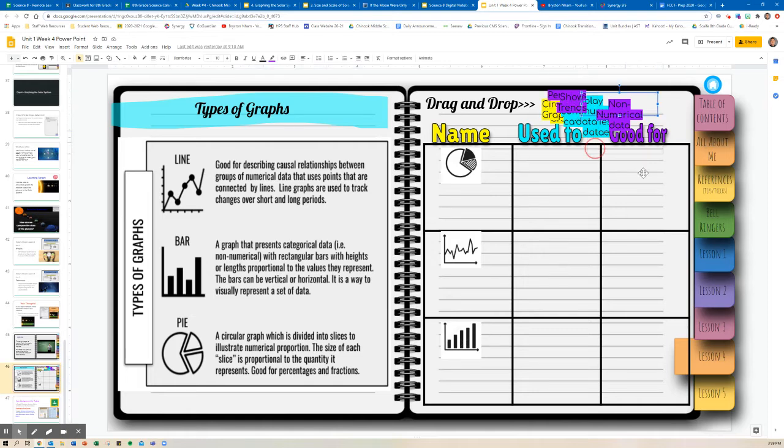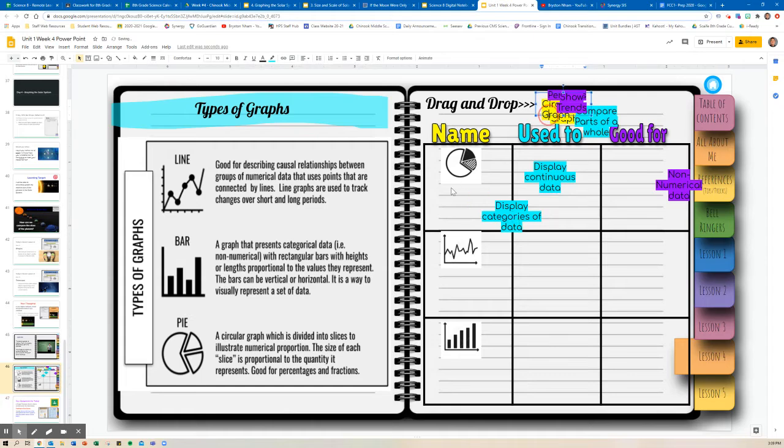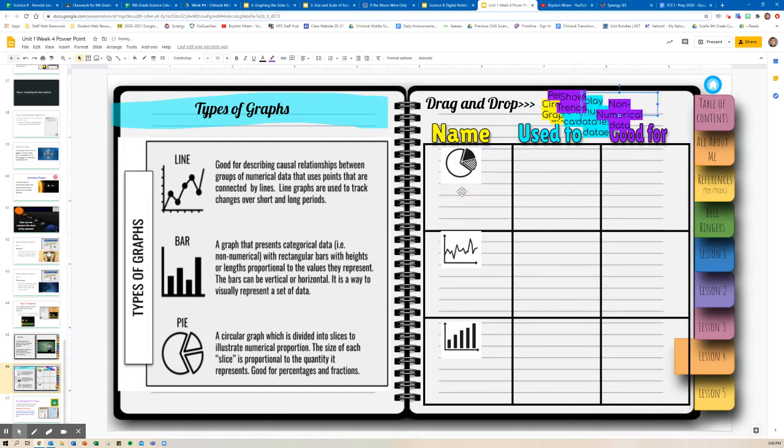Okay, purple means good for, blue means used to. Used to, what is it used for? Okay, so for these three graphs, and the name, as you can see, is in yellow. I'm not saying these are the correct answers, but I am just dragging to show you examples. Okay, let's back up a bit. Okay, guys.